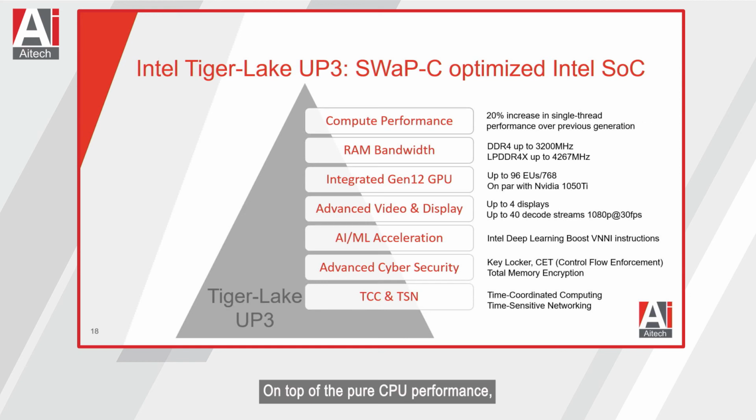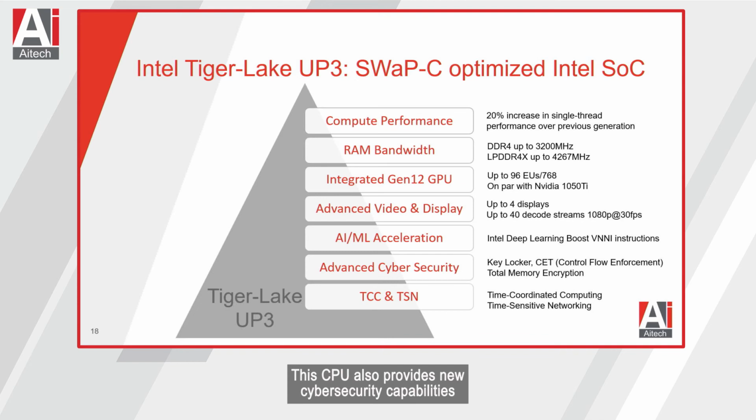On top of the pure CPU performance, further improvements are gained through the increased memory bandwidth. The GPU is the Intel 12th generation GPU technology with 96 execution units. According to initial benchmarks, this GPU is powerful enough to deliver similar performance to some NVIDIA discrete GPUs, so for some applications, this integrated GPU can replace the external GPU, saving space, power, and cost.